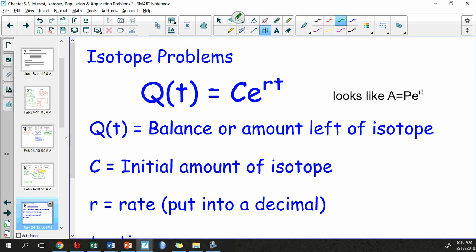This brings us to the next concept, which is isotopes. Isotopes, come on, put your science brain on. Same exact formula, okay? It's how long is an isotope in your body.